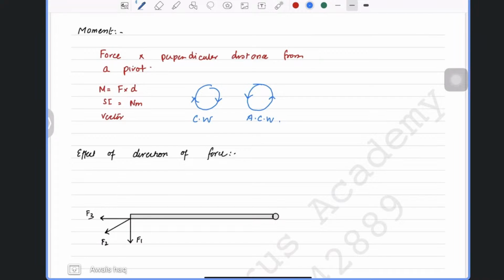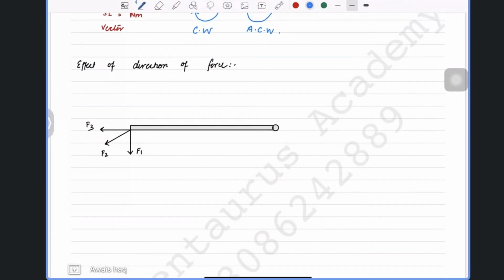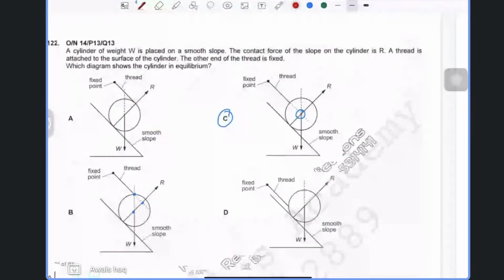Okay, now we're going to look at two different aspects of it, and that is what they're going to test you on. The first thing is, what is the effect of the direction of force? So first of all, suppose all these forces are at 5 meters from the pivot, and all of them have the same value as well. The only difference is that this force is 60 degrees from the horizontal, that is 90 degrees, and that is 0 degrees.